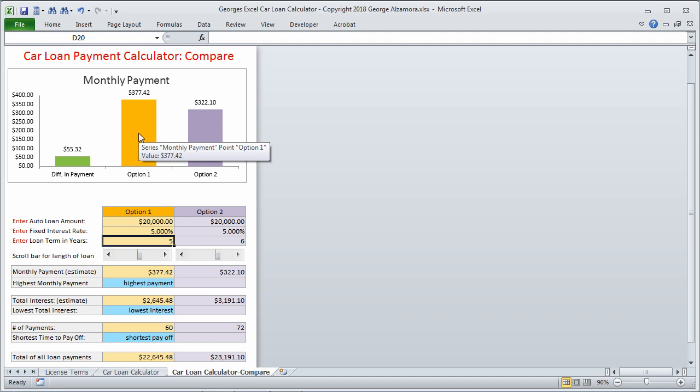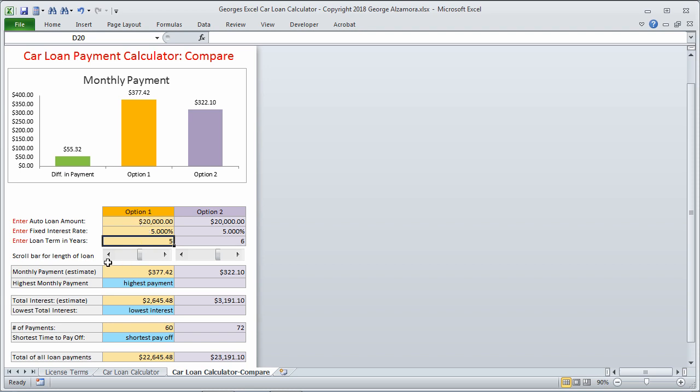It's $377.42 versus $322.10. Over here in green, we have the difference between the two payments, which is $55.32, which is what you'll be paying more under option one. The reason is that you're trying to pay off the loan in a shorter amount of time, so the payment has to be larger given that the other two variables stay the same.